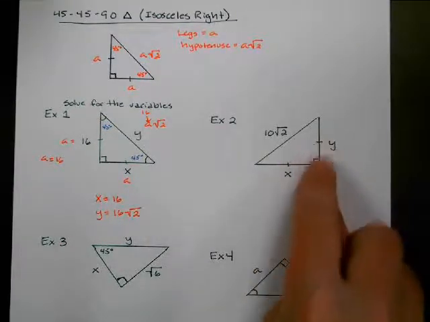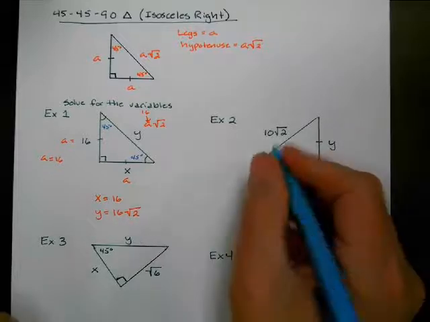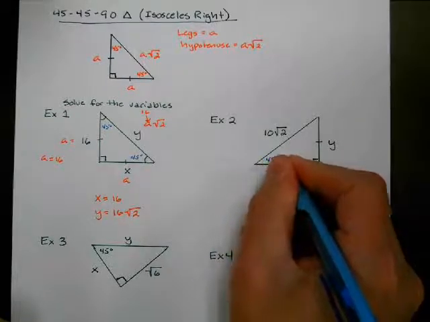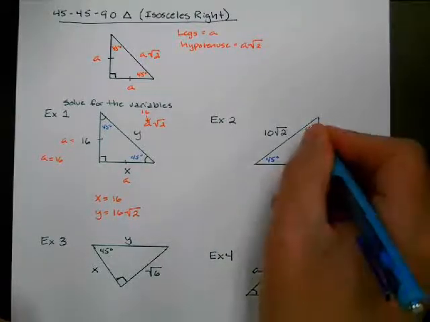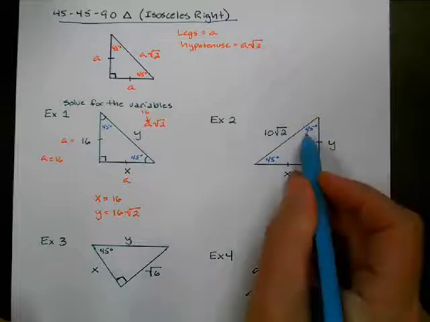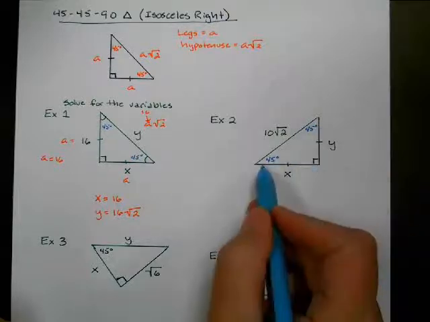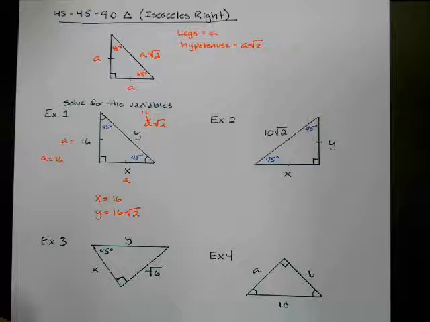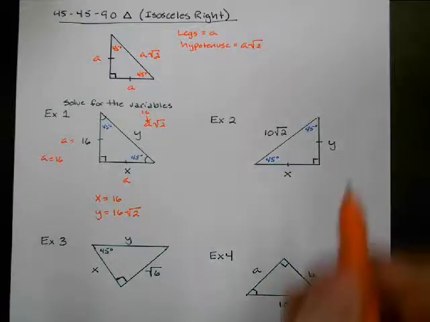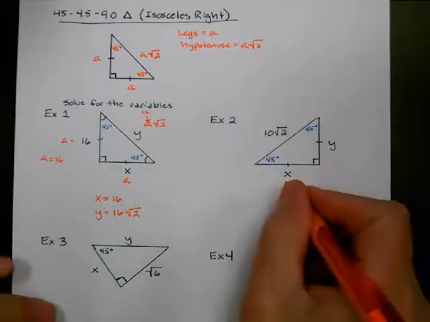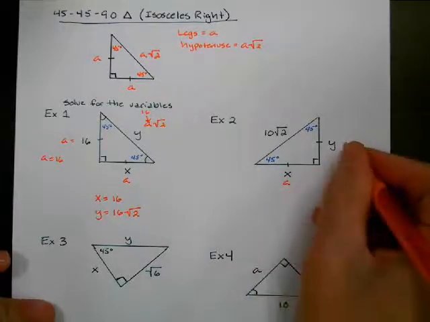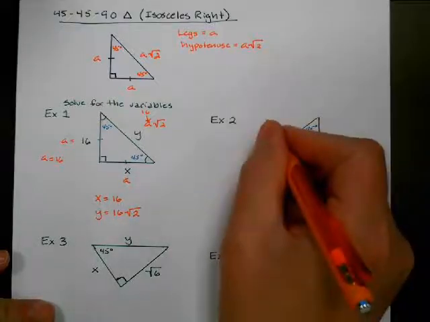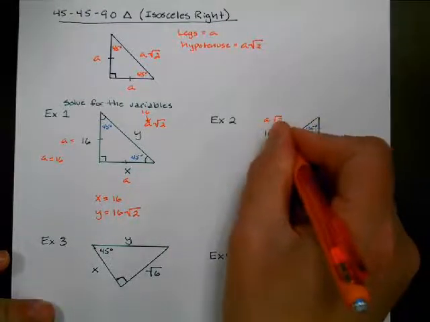This is isosceles and right, meaning this angle is going to be 45 degrees, and this angle is going to be 45 degrees, because those are the base angles. And in an isosceles triangle, the base angles are congruent to each other. So we know that we can use the 45, 45, 90 pattern. Well, this side would be A, this side would be A, and this side would be A root 2.